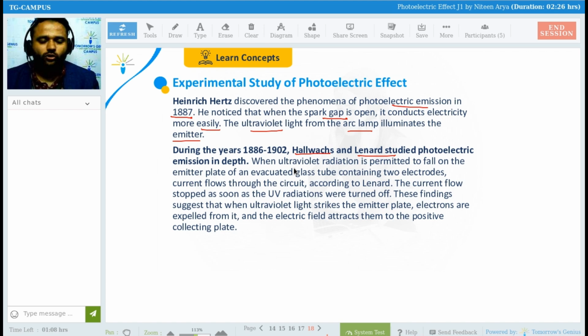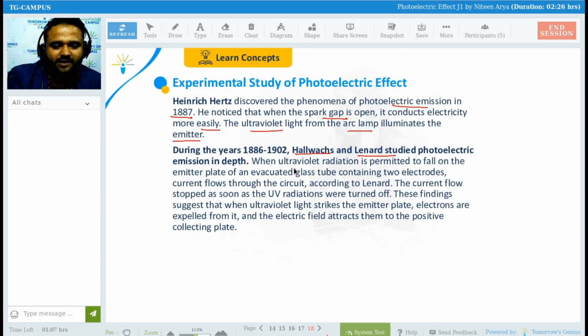Basically the emitter and collector, you are going to learn. There is a semiconductor kind of device which gives you light energy from electric energy, and you get the reverse case also.